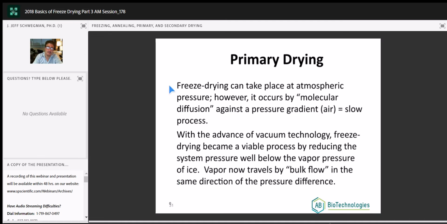So freeze drying can take place at atmospheric pressure, as we mentioned. However, it's a very, very slow process. It's done by molecular diffusion against a pressure gradient, which is air. So it's a very, very slow process.